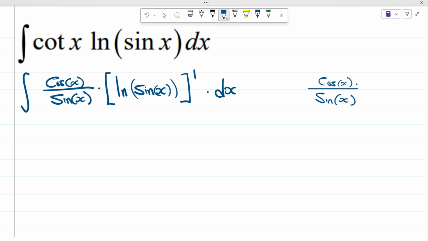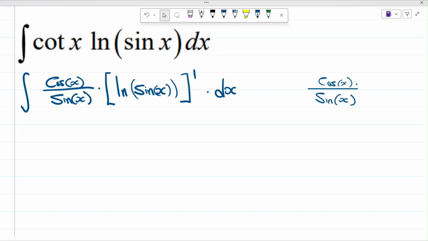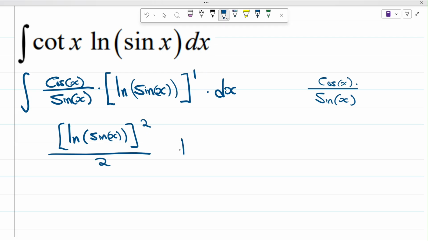Meaning that we have f of x alongside its derivative, right? And here our n is equivalent to 1 in this format, meaning that we can just use the general power rule. If this is f prime and this is f of x, then we can conclude that our answer is just going to be sine of x to the power of 2, because you add 1 there on the 1, and then divided by 2, plus c. And that's just it.